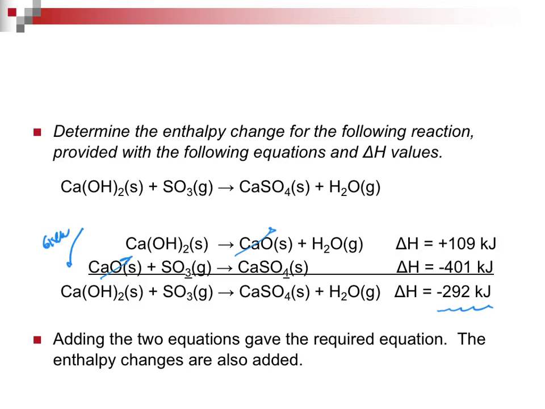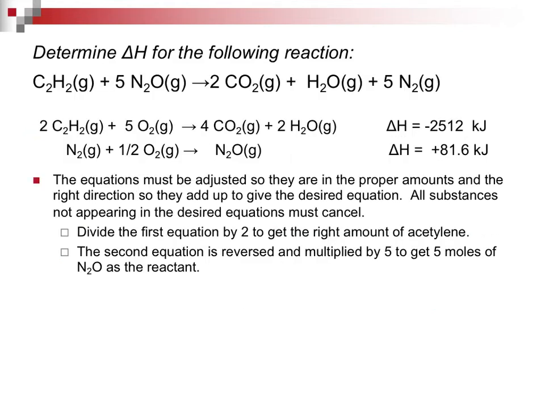Now, do you think you'll have something quite that easy on your exam? I hate to bust your bubble, but it's going to be a little bit more challenging. So let's look at something that you might see on your exam. You might see, determine the delta H for the reaction. This is acetylene reacting with dinitrogen oxide to form CO2, water, and nitrogen. It's not a combustion reaction, but it's just an unusual reaction.